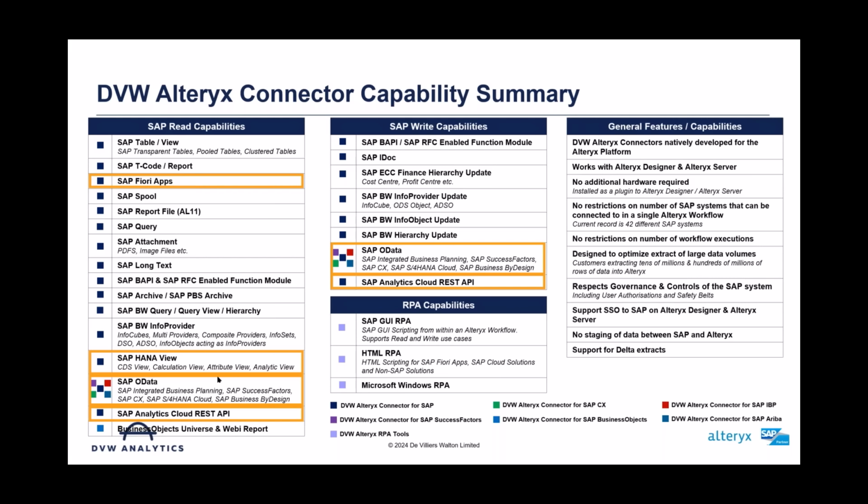The other area would be HANA Views. So the feature of the HANA database is this flexibility around views that pull together data from different underlying HANA database tables, apply calculations, analysis to those, and allow them to be exposed to the user community from a reporting perspective. So these HANA views we can also get access to using the DVW ACS software today.